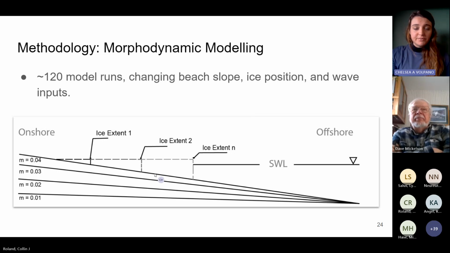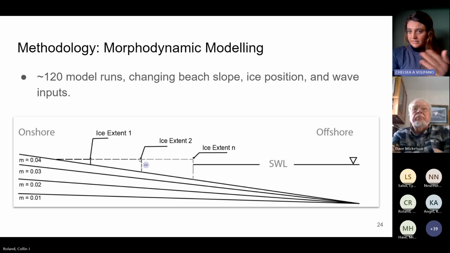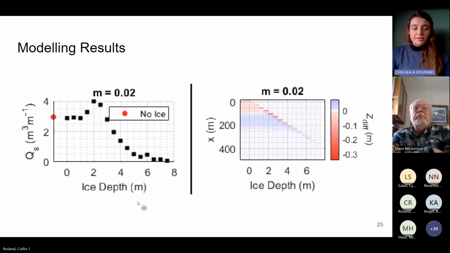We had several different beach slopes. Then we used what's called a non-erodible structure, which is an impermeable face that opens up to the wave conditions and acts as our nearshore ice. We would extend it out to a certain depth, run the model, then change the extent of the ice and run the model again. We did that out to about 8 meters depth, to the point where we saw very little sediment movement. I'll show you some of the results here.